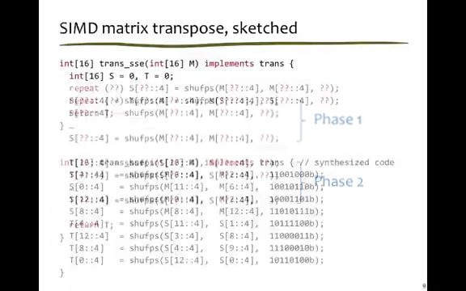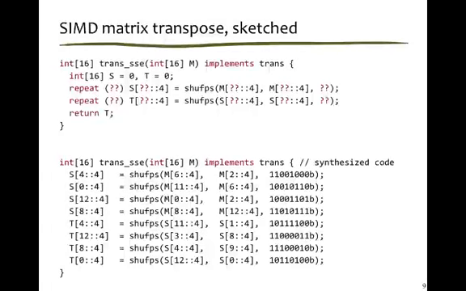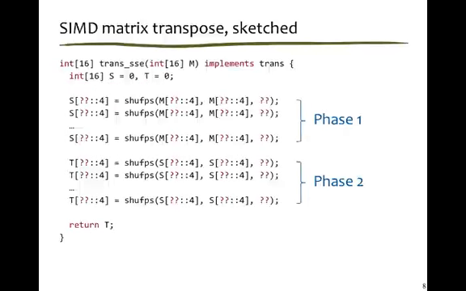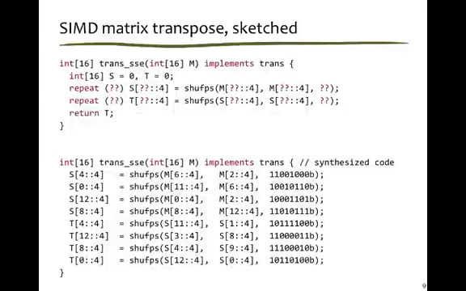Now, this is what the synthesized code looks like. Note that I replaced this particular thing, unknown number of shuffles, with this repeat operator, which is available in Sketch. It just says choose some number of times to inline the body of this loop and do it. That's the semantics of that operator. And this is what Sketch synthesizes.